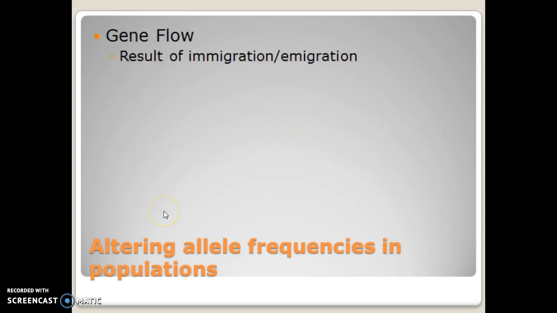So gene flow is a result of immigration or emigration. Once again, differentiation between the two. Immigration is when individuals move into a population, and emigration is when individuals exit a population.